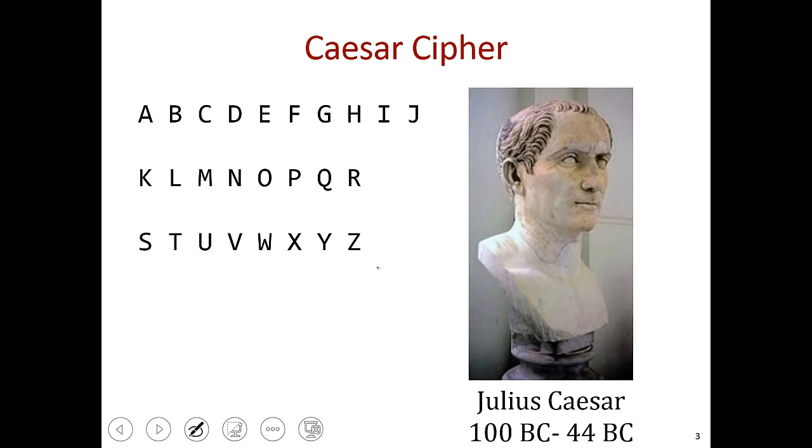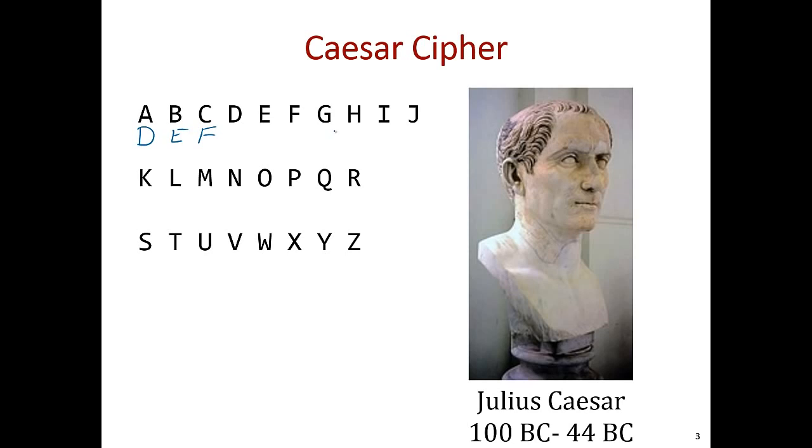Now, substitution ciphers have been used throughout history. The most famous, though, is what's called the Caesar cipher. And it's named after Emperor Julius Caesar, who lived 100 BC to 44 BC. In a Caesar cipher, the ciphertext is always shifted by 3 from the plain text. So A would become D, B would become E, C would become F, and so on. To decrypt, we would just shift back.